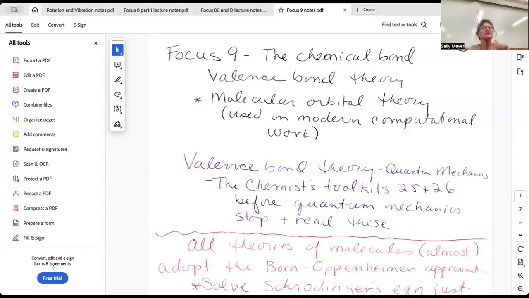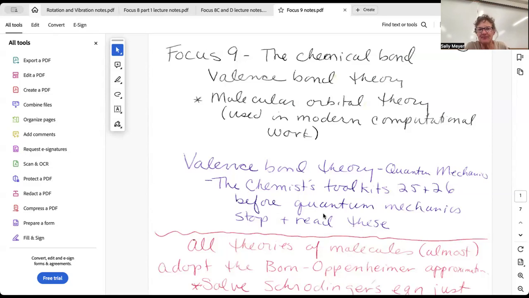So I'll be going back and forth more between the figures in the text and my notes because the figures are very good. They help you understand it a lot better than words. So we'll start talking about the bond, and it'll be very similar to Gen Chem. We'll look at valence bond theory and then molecular orbital theory and see when they're each useful.